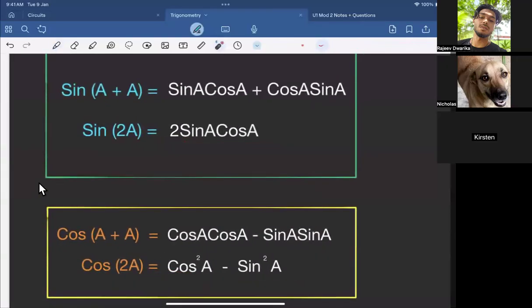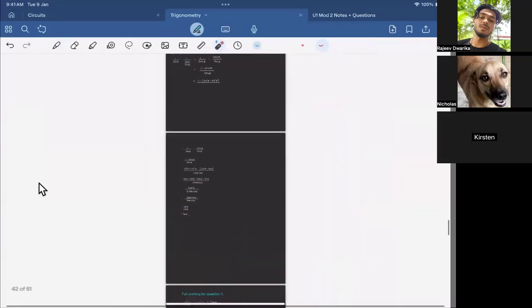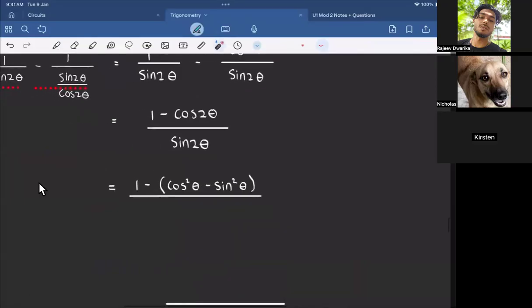Double angle formulas. Sine 2a is the same thing as sine 2 theta. So what is sine 2 theta? Sine 2 theta is 2 sine theta cos theta, right?